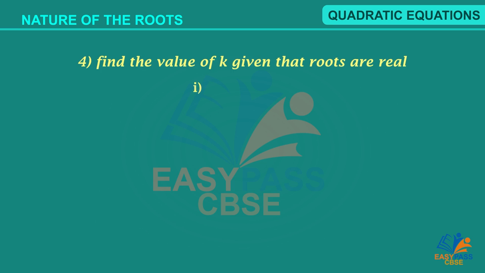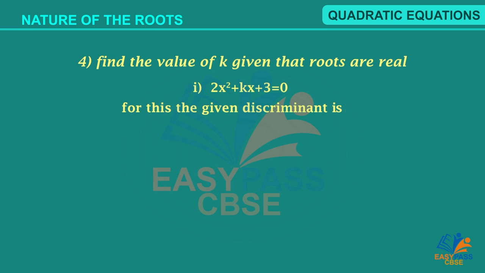Question number 1: 2x square plus kx plus 3 equal to 0, you have to find the k value so that roots are real. For this one, given the discriminant is more than or equal to 0. Okay, so here a is equal to 2, b is equal to k, c is equal to 3. A discriminant is k square minus 24. Therefore, k is equal to plus or minus root 24.